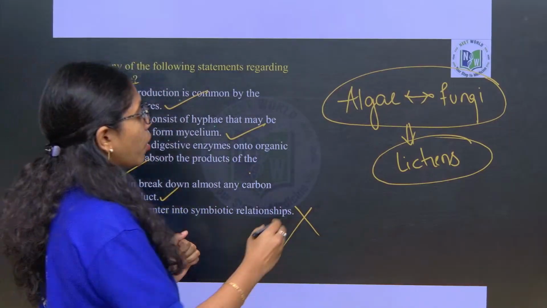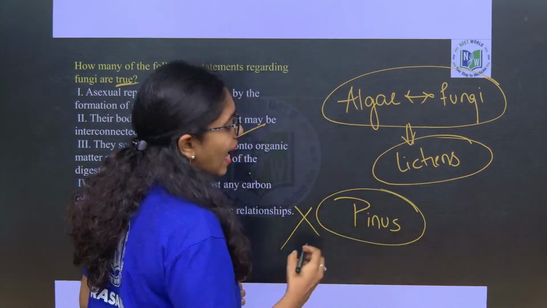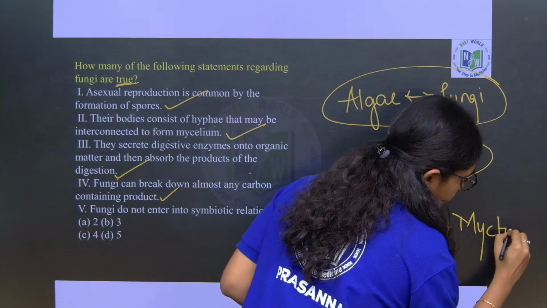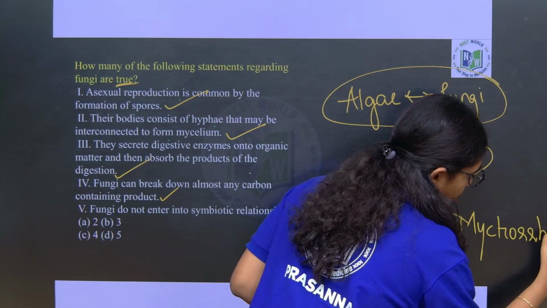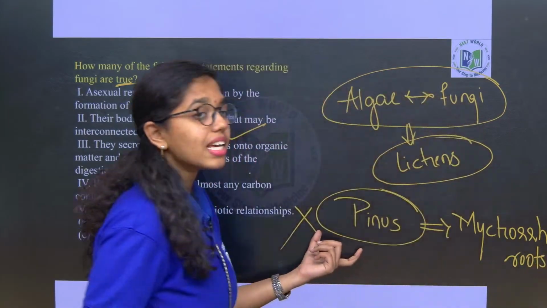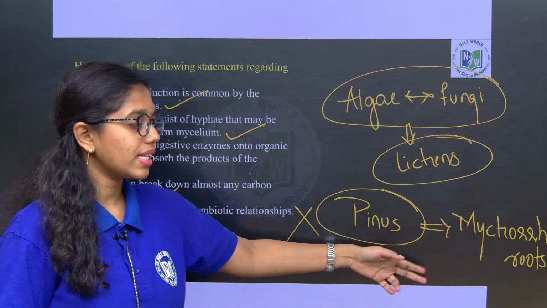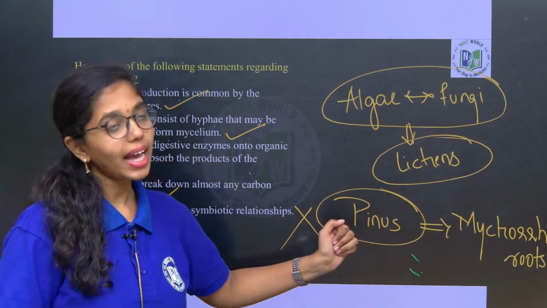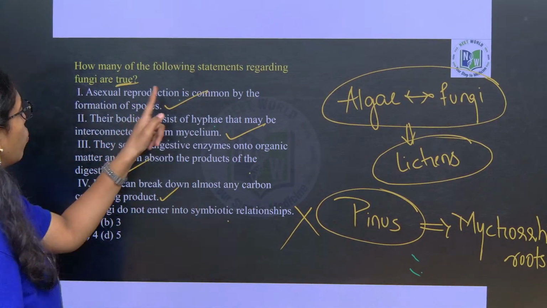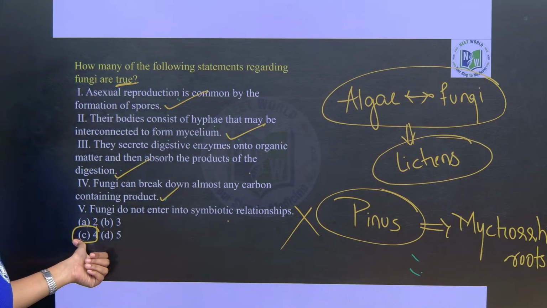What is the example of that, beta? Pinus. Pinus has what type of roots? Mycorrhizal roots, which have an obligate association with fungi. That is why you call them mycorrhizal roots. This is a symbiotic association. So, how many are correct options? This one is wrong. 1, 2, 3, 4. So, we have to go with option C.